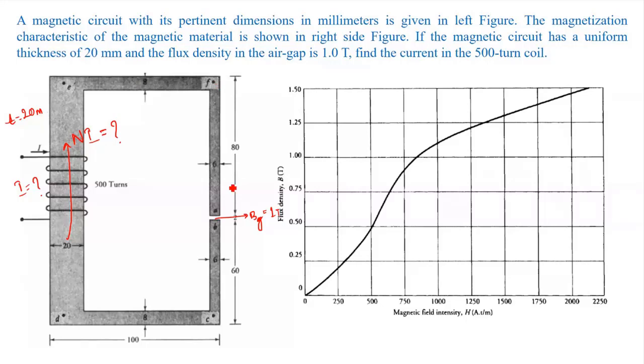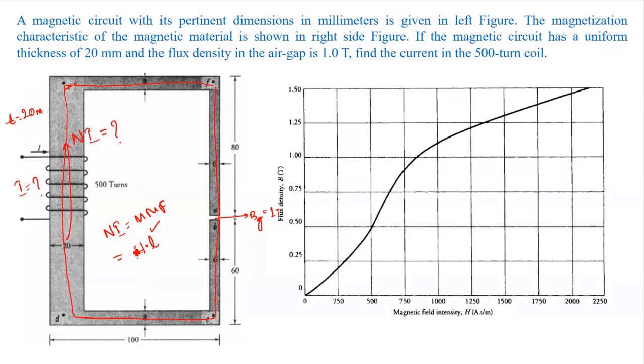So how will I find the MMF produced by the coil? We know that Ni is equal to MMF, which is nothing but H into L, that is the magnetic field intensity times the length through which the flux is passing. The length I know, because I can find the mean length of the core from the dimensions given here, of this magnetic path or magnetic circuit. The mean length is just in the middle of the core.